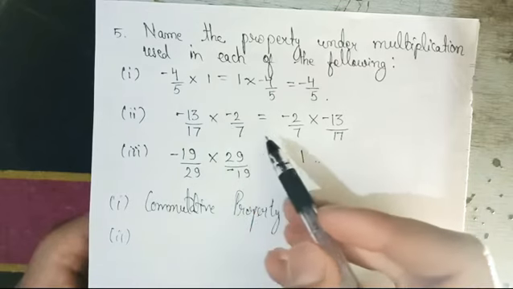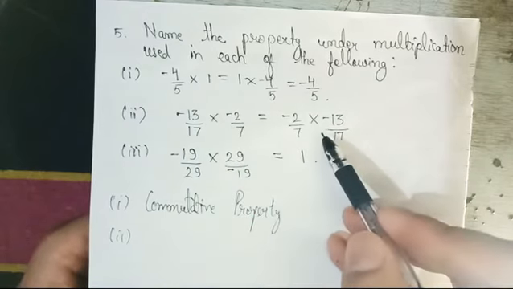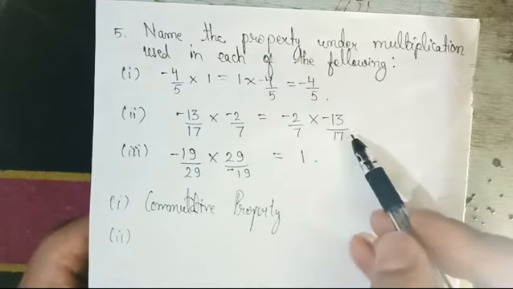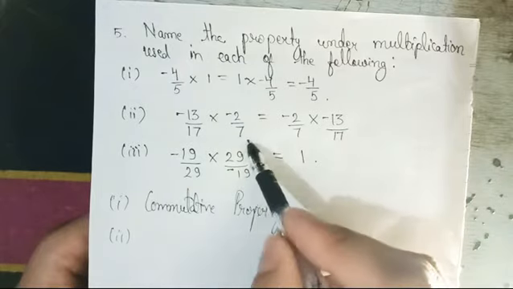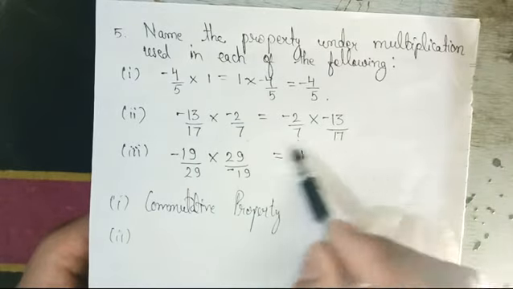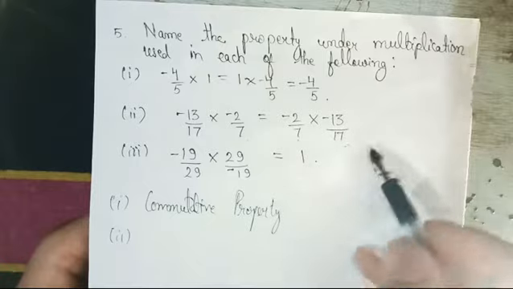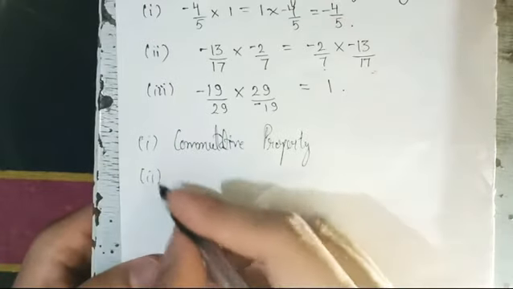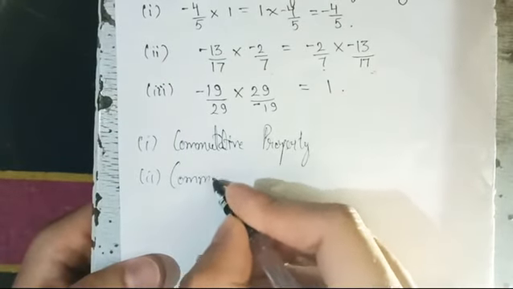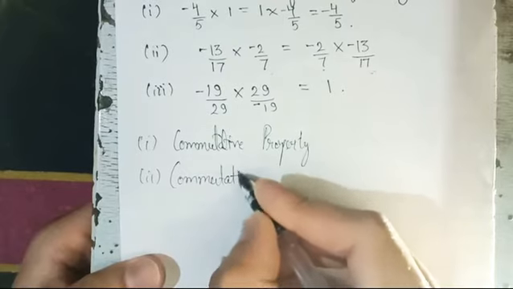Now in the second one, look here, minus 13 upon 7 into minus 2 upon 7 equals minus 2 upon 7 multiplied with minus 13 upon 7. So here also the places are interchanged. The multiplication is the same, and the answer will also be the same. So here also the commutative property is used.